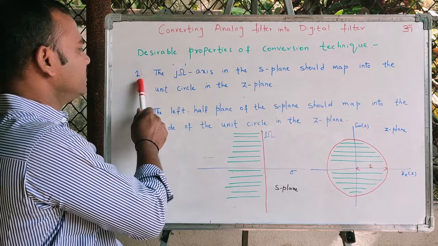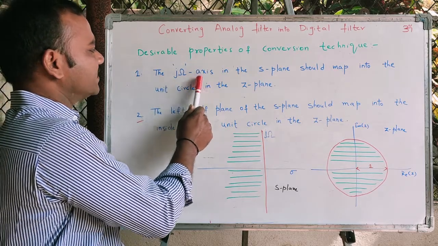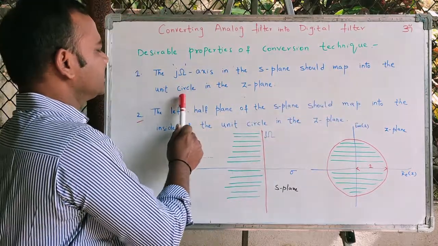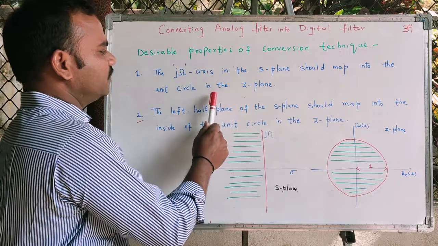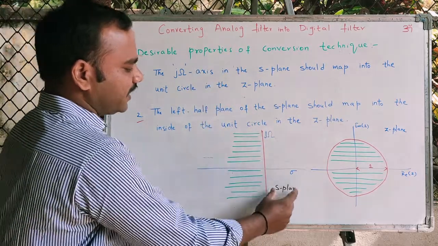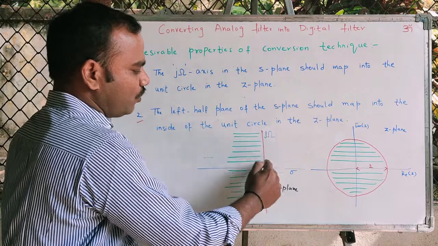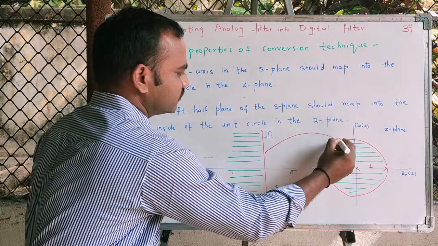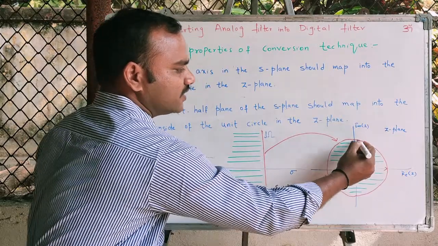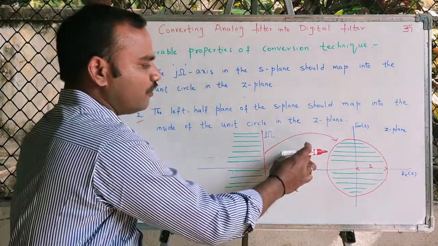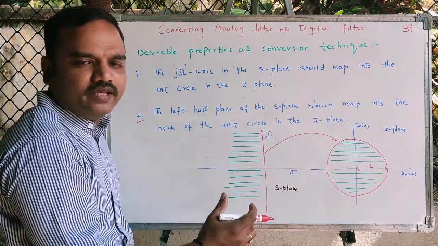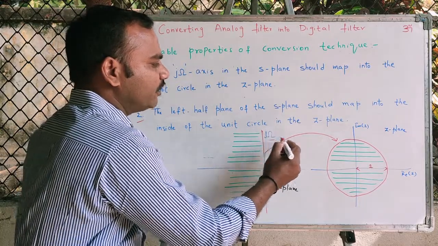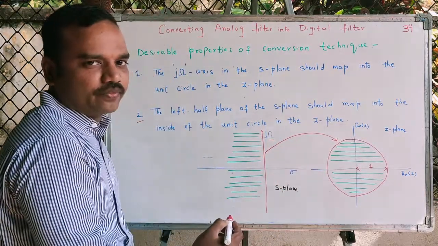The first property is that the j-omega axis in the S-plane should map into the unit circle in the Z-plane. Because of this mapping, there will be a one-to-one relationship between the analog frequency variable and the digital frequency variable.